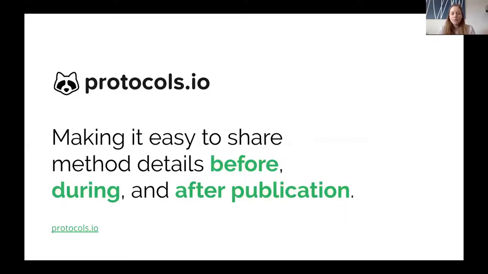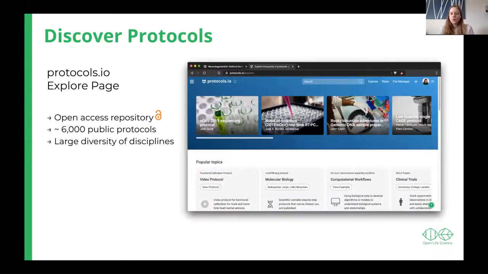And our mission at protocols.io is to make it easy for others to share method details before, during, and after publication. So protocols.io is an open access repository for methods. We do have about 6,000 protocols on the platform right now, and they are on a large diversity of disciplines. So we don't try to limit ourselves to one specific research field. We do welcome all kinds of research protocols.